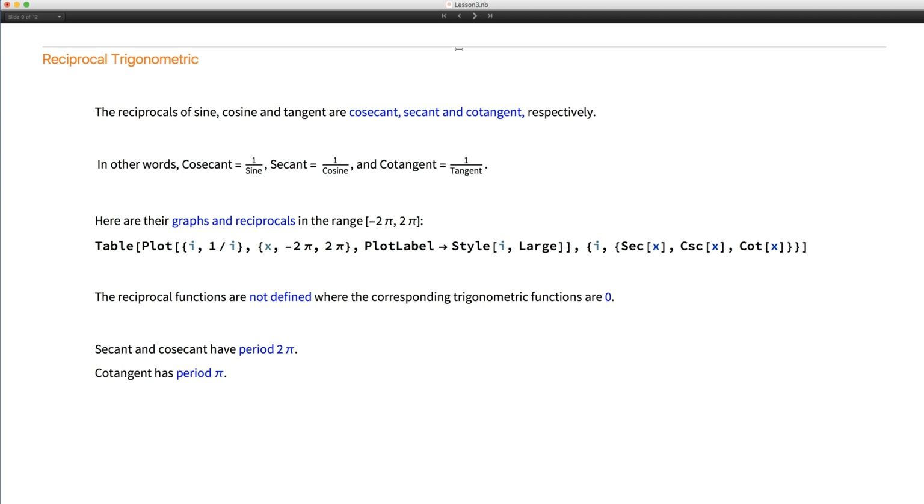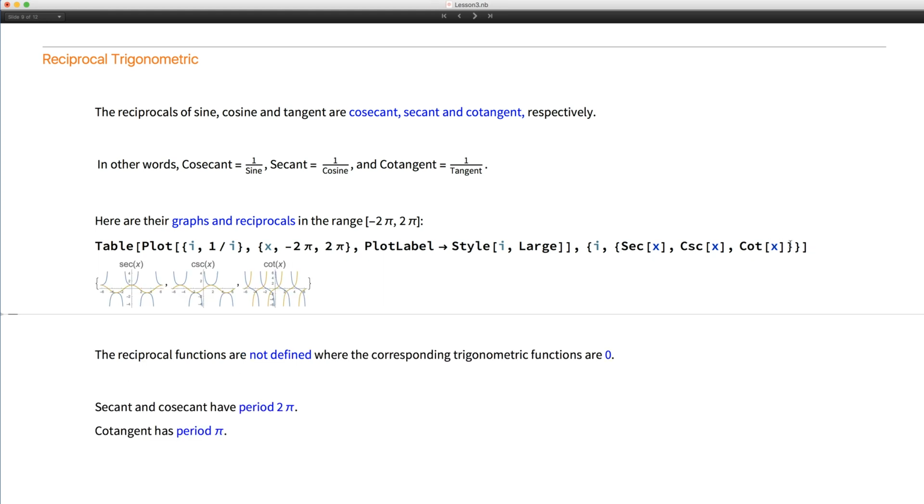Okay, now if you take a reciprocal of the trigonometric functions, then you get cosecant, secant, and cotangent, which are the reciprocal trigonometric functions. So here are their graphs. So what you see over here is that the reciprocal graphs are right over there, okay? And the problem is that they are not defined wherever the corresponding trig function is 0. So for example, if sine happens to be 0 at a point, then cosecant is not defined, etc. So there are gaps in these functions which reflect the zeros of the underlying trigonometric function.